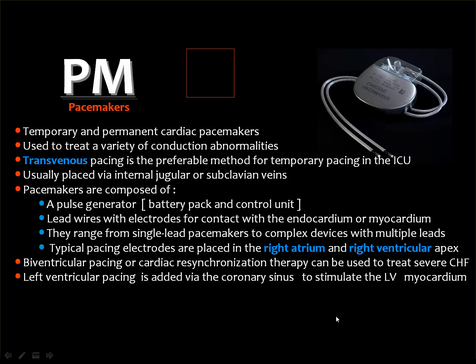Now we came to the last instrument, which is the cardiac pacemaker. We have two types, the temporary and permanent cardiac pacemakers. And they are usually used to treat some of the problems related to the cardiac contractility. Then the transvenous insertion of the leads of the pacemaker is a preferable method for patients in the ICU. The leads are inserted into the internal jugular or the subclavian vein, as with the Swan-Ganz catheter and central venous lines.